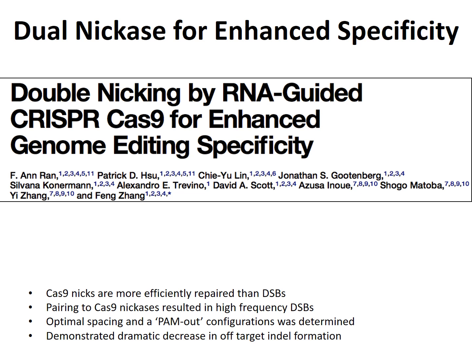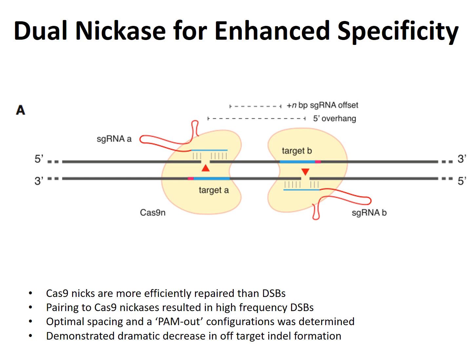The first one was a double nicking approach. This was published by Feng Zhang. This is where they mutated one of the nuclease domains of Cas9 such that instead of breaking both of the phosphodiester bonds of DNA, it only broke one. The idea there is that this is much less deleterious to a cell than a double-stranded break, because a nick can frequently be simply repaired by the cell. But if you have 2 Cas9 molecules juxtaposed to each other, then essentially you get additive specificity.